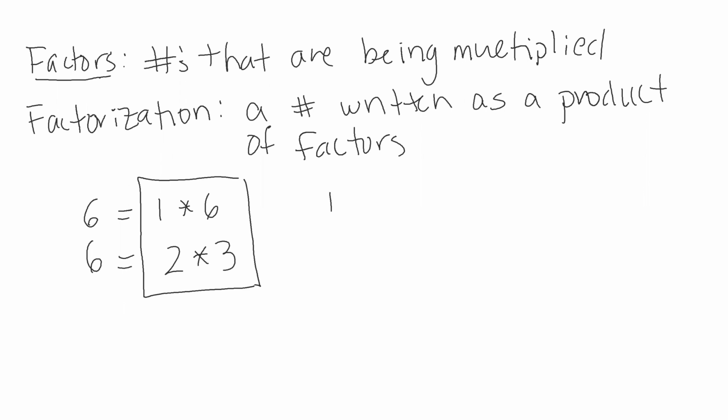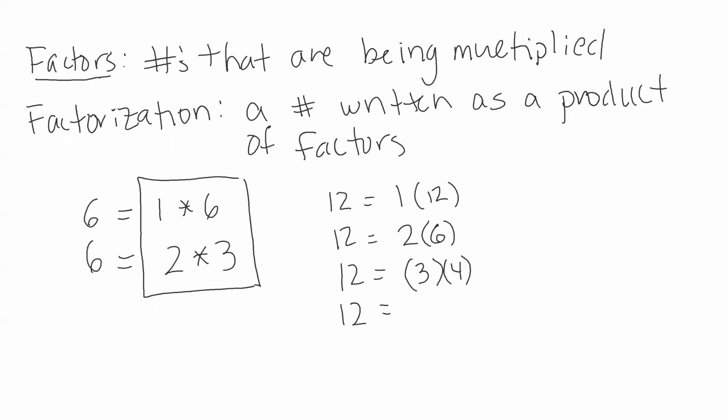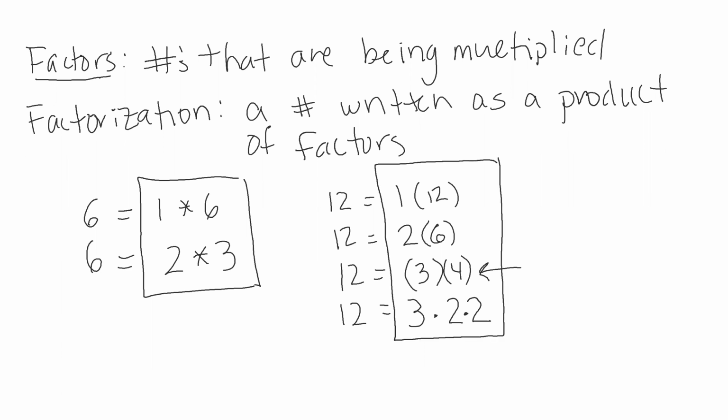Let's think about the number 12. Well, I could write 12 as 1 times 12. I could write 12 as 2 times 6. I could write 12 as 3 times 4. I could also write 12 as 3 times 2 times 2. So if we look at 3 times 4, I could write 4 as 2 times 2. So another factorization of 12 would be 3 times 2 times 2. So again, all of these products of factors that equal 12, those are factorizations of 12. Okay, so this is going to be a big theme in this video.